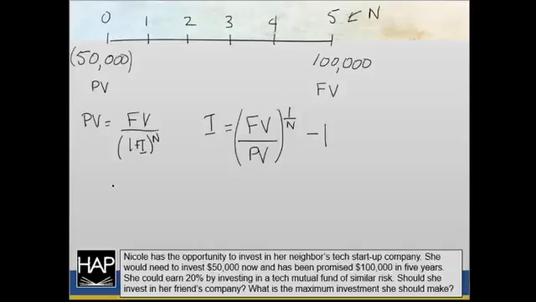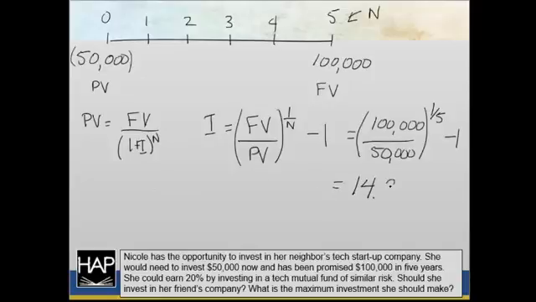If I enter my known values in that formula, I see that I have $100,000 as my future value. The present value is $50,000, to the power of 1 over 5, minus 1. The result I would obtain is 14.9%. I would get a 14.9% rate of return by investing $50,000 today to get $100,000 in 5 years.